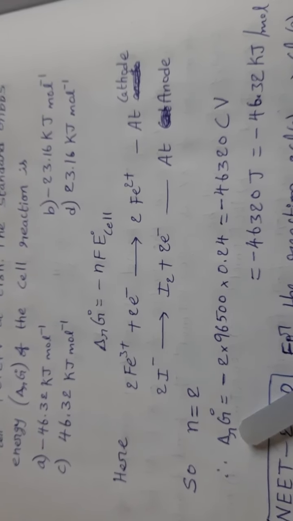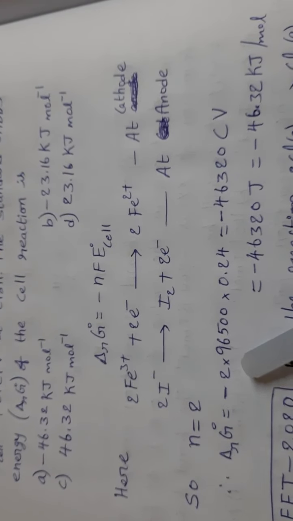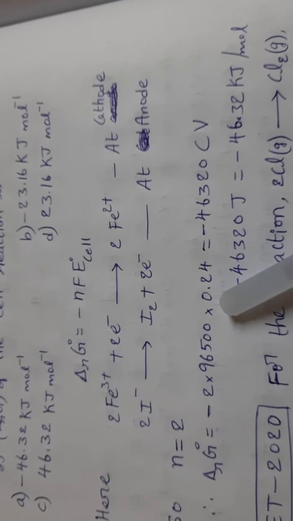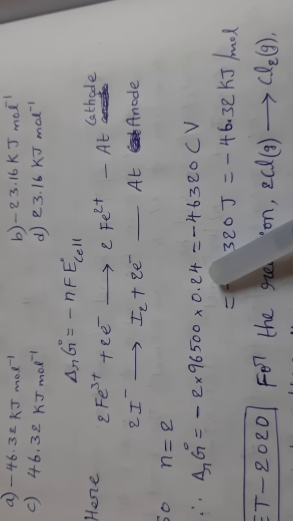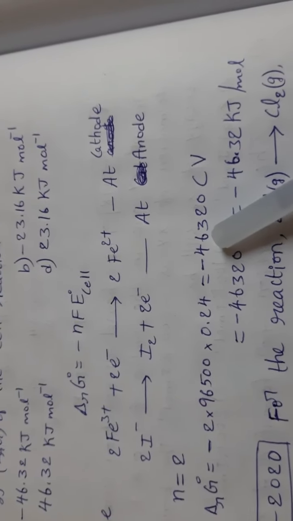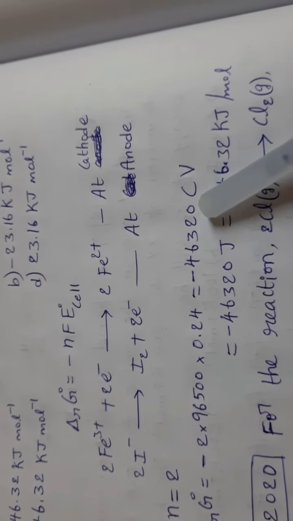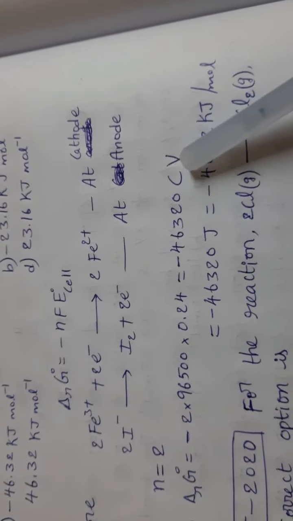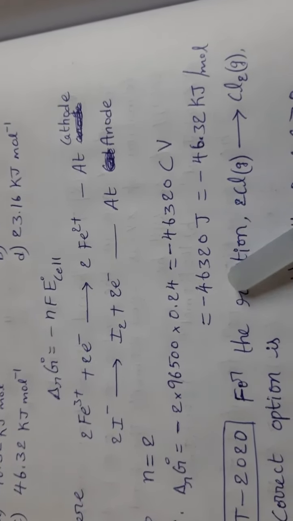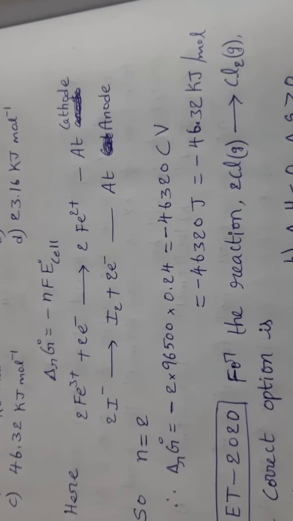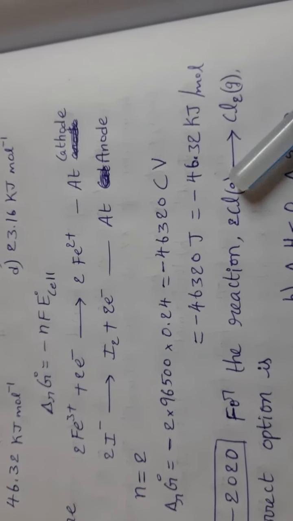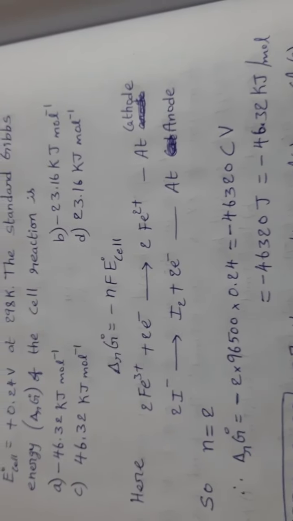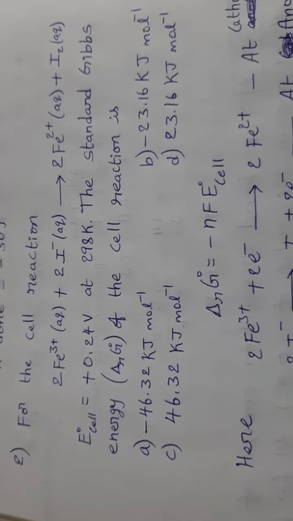Then delta rG0 equal to minus 2 into F, Faraday 96,500, into E naught cell 0.24. Then we can get minus 46,320 Coulomb volt. CV means Coulomb volt. 1 Coulomb volt equal to 1 joule. So in joules also same value. In kilojoules, minus 46.32 kilojoule per mole. So what is the option? Option A is the answer.